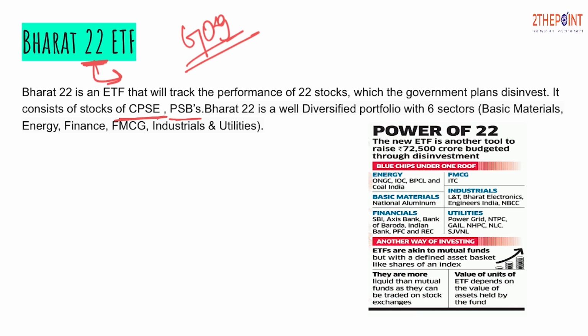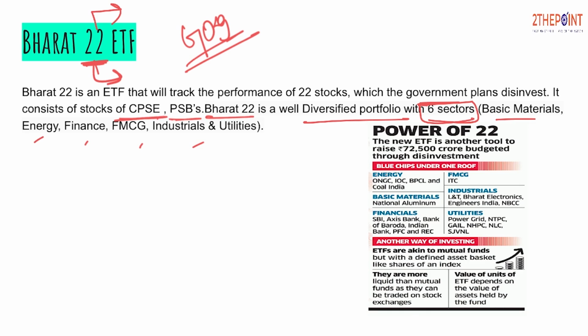And the Bharat 22 is a well diversified portfolio, and it involves 6 sectors. That is, these companies hail from 6 different sectors. But one thing that you have to notice is that all these 22 companies are government sector companies, and the government is planning to disinvest their portion or their share. That is why it launched this Bharat 22 ETF. Now these 6 sectors from which these companies hail are basic material, energy, finance, FMCG, industry and utilities.